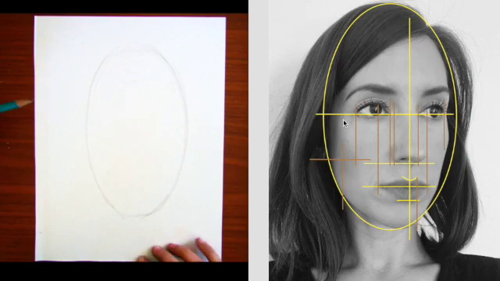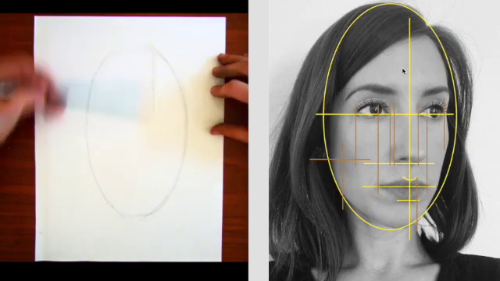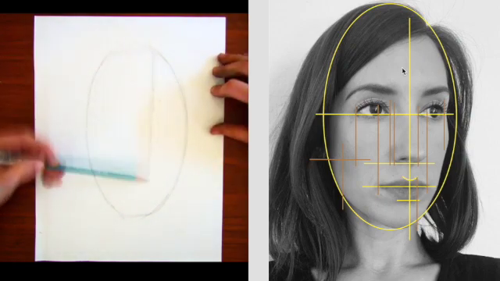Then I'm going to go ahead and mark in that vertical axis. So I'm going to notice that it's over here to the right. So really notice where yours is. Is it in the center? Is it to the left? Is it to the right? So mine is over this way.